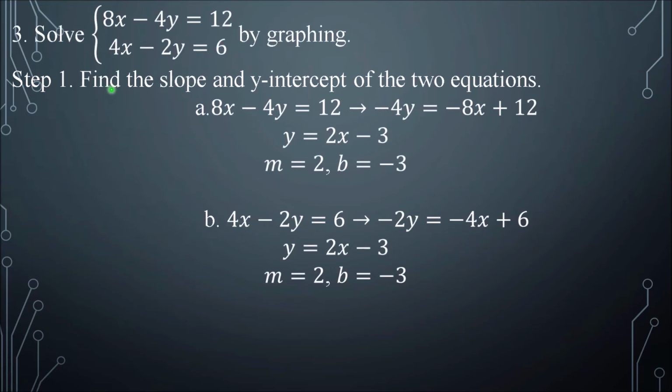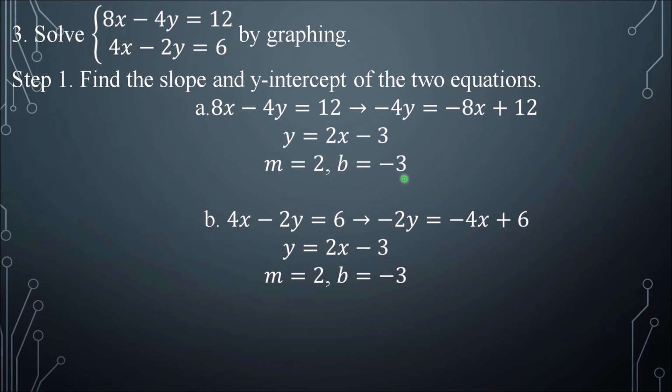Let's have number 3. Solve the system 8x minus 4y equals 12, 4x minus 2y equals 6 by graphing. Now first, again, find the slope and y-intercept of the two equations for easy graphing. So 8x minus 4y equals 12, changing this to slope-intercept form. First, we isolate this negative 4y, and then we transfer 8x to the other side, so it will become negative 8x plus 12. Then we divide all sides by negative 4. As a result, we have y is equal to 2x minus 3, wherein the slope is 2 and y-intercept is negative 3.